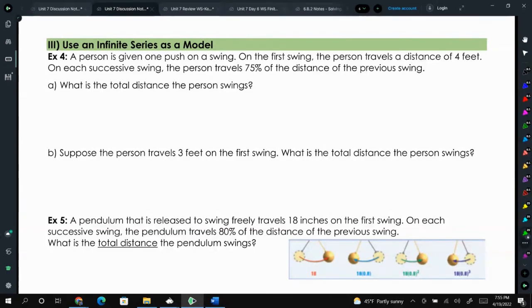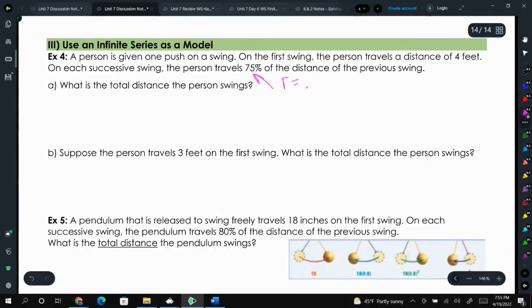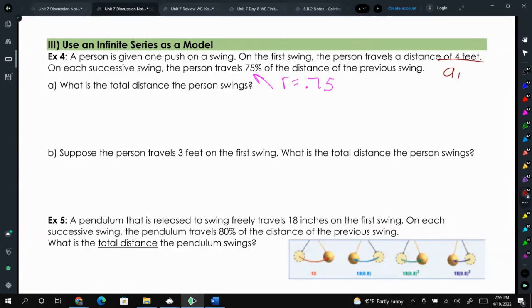All right, these last examples are word problems. A person is given 1 push on a swing. On the first swing, the person travels a distance of 4 feet. On each successive swing, the person travels 75% of the previous swing. 75%, this is a rate of 0.75. What is the total distance the person swings? So they start off at 4, which is your a sub 1, and our R is 0.75.